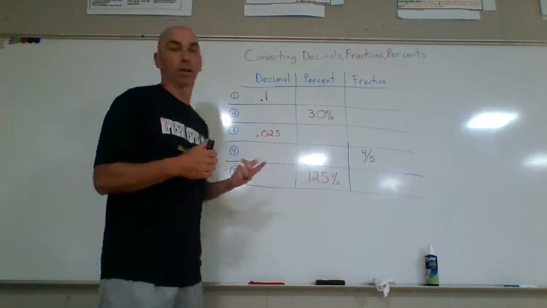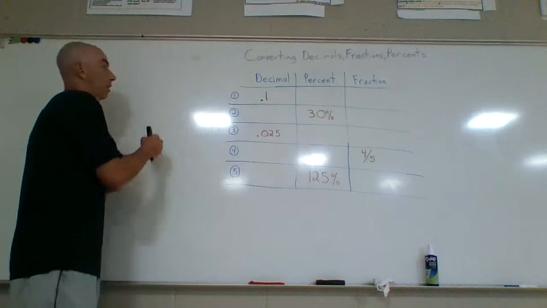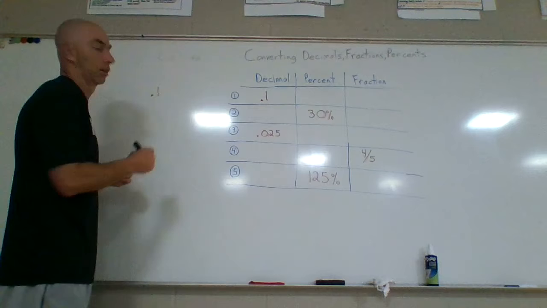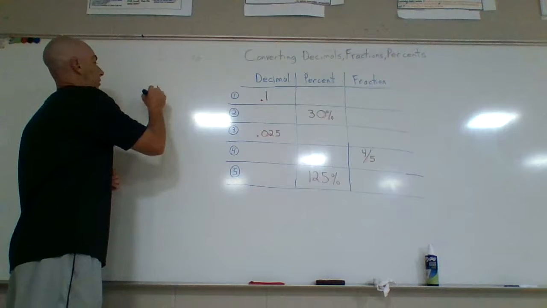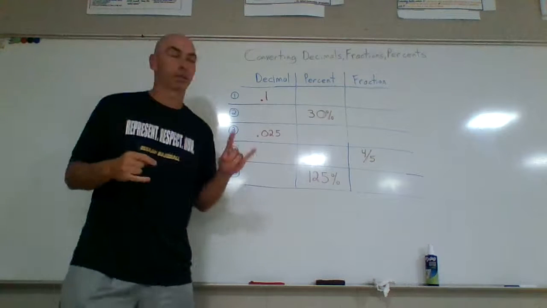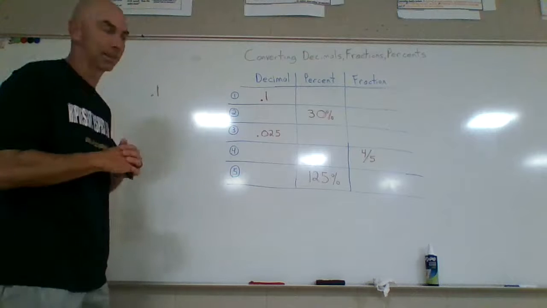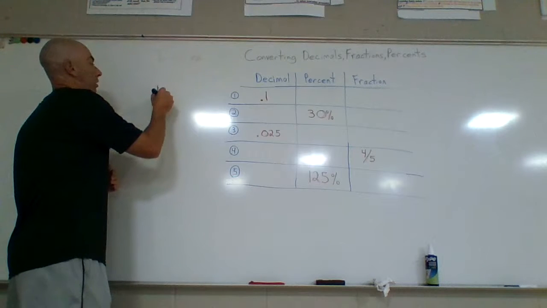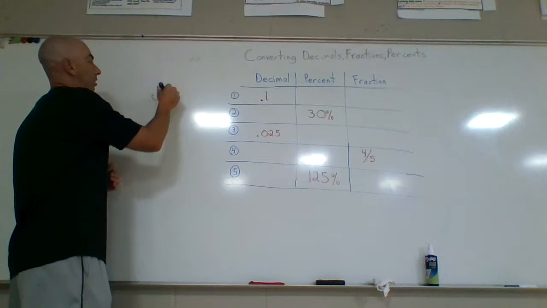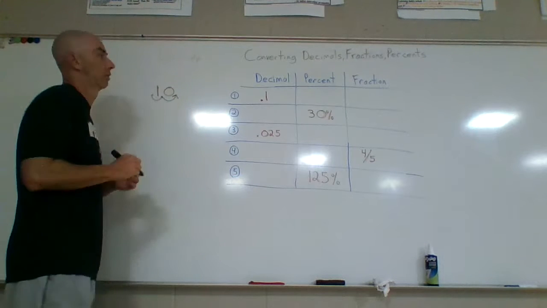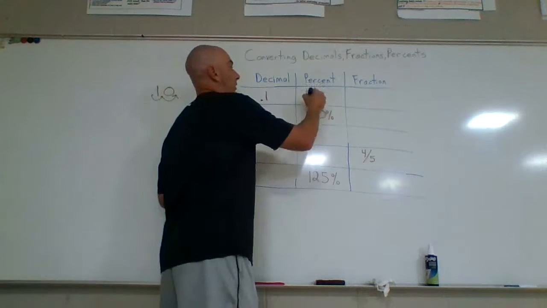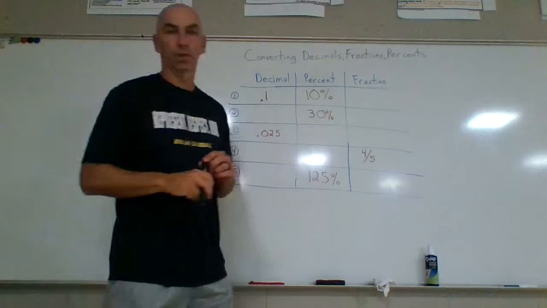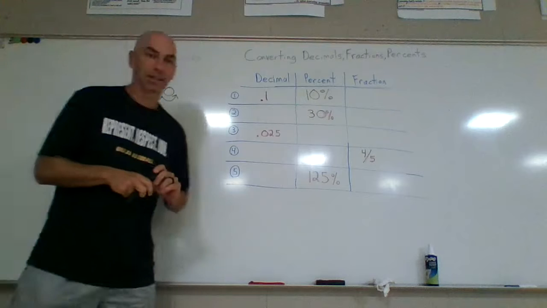So let me show this. If we're moving the decimal to percent, we'll move the decimal two places to the right. Two places to the right. So we're going to move it 1, and then we're going to add a 0 and move it there. So the equivalent of 0.1 in decimal form is 10%.